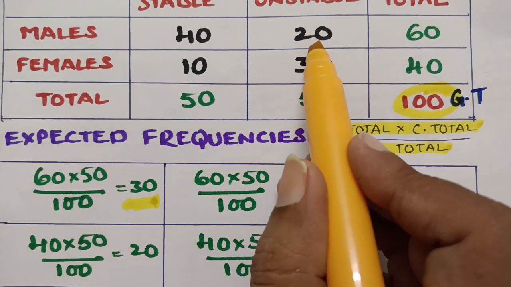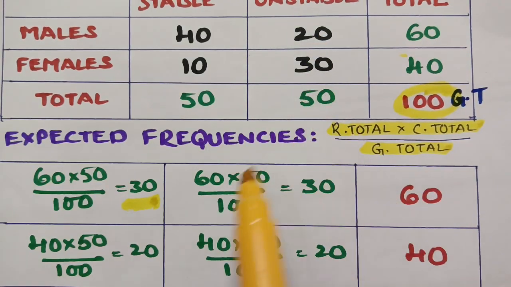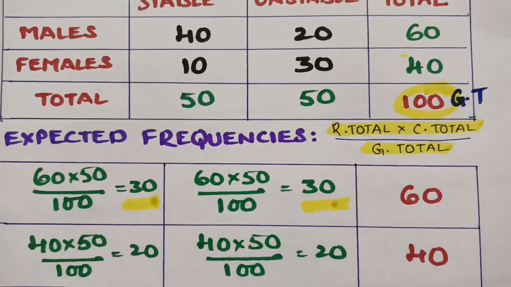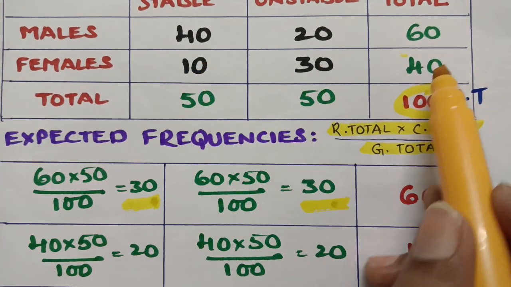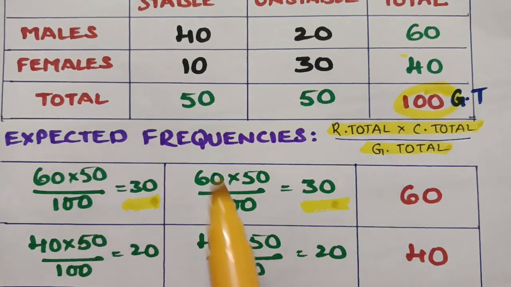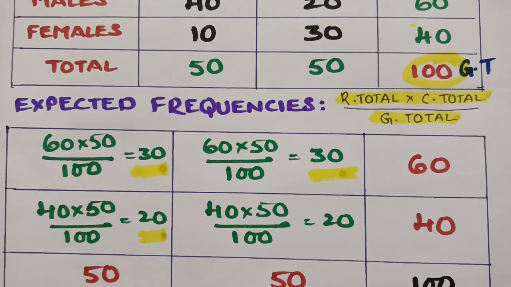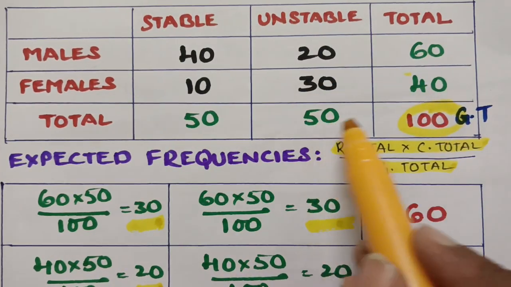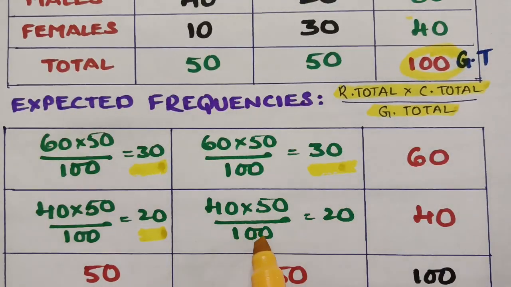And the next one, for this position, the row total is 60 and the column total is 50. 60 into 50 divided by the grand total 100. The value is 30. And for this 10 also, the row total is 40 and the column total is 50. See here, 40 into 50 divided by the grand total 100. The value is 20. For this position, the row total is 40, column total is 50 divided by grand total, that is 40 into 50 divided by 100.